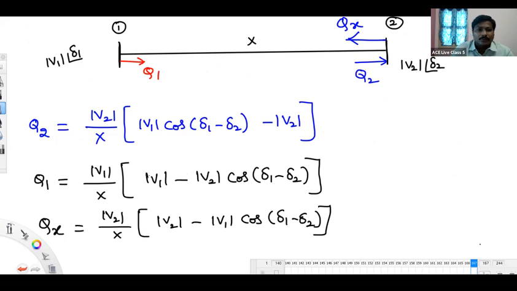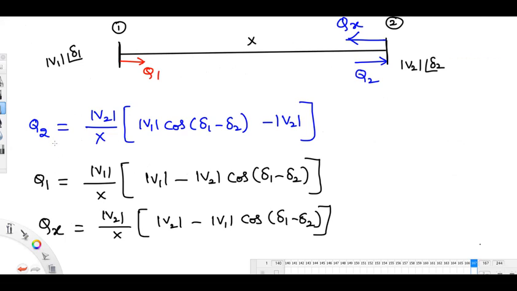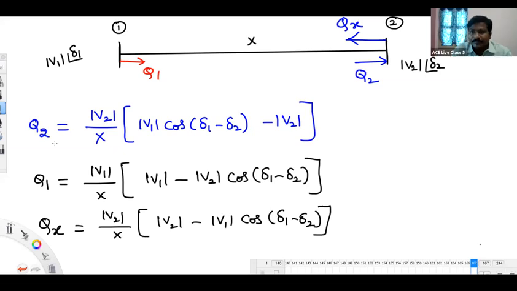Q2. Okay. Which bus are you standing on? Second. So the second bus is your reference. Yes. So V2 you should take as it is. Then V1, what do you have to take? V1 cosine of the angle gap.